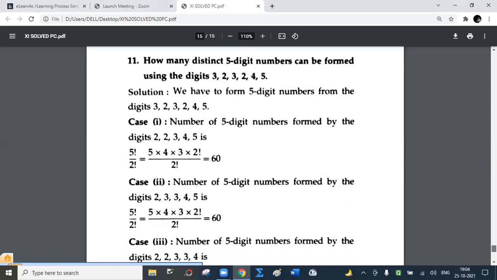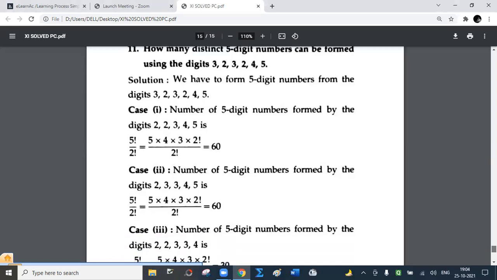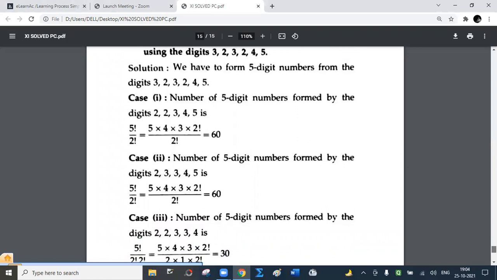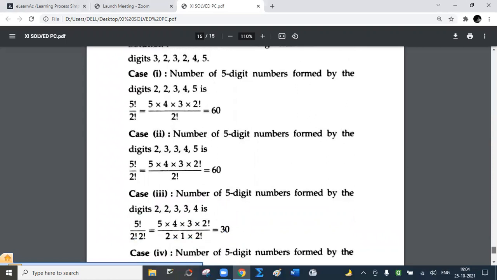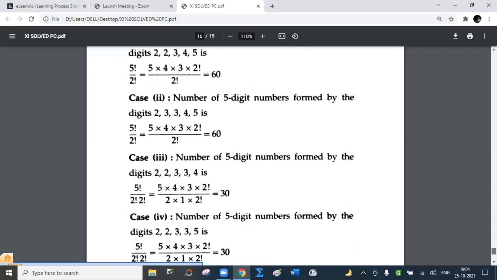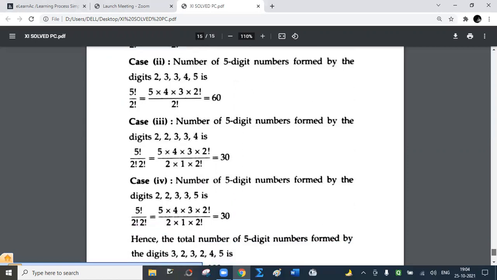Third case, number of 5-digit numbers formed by the digits 2, 2, 3, 3, 4. Here you will notice that 2 is repeated twice, 3 is repeated twice. So number is 5 factorial upon 2 factorial into 2 factorial, that is 30. Fourth case, number of 5-digit numbers formed by the digits 2, 2, 3, 3, 5. So again 5 factorial upon 2 factorial into 2 factorial, that is 30.